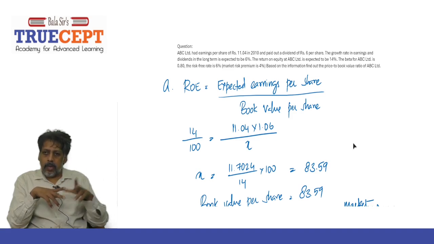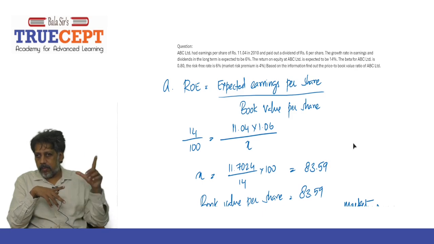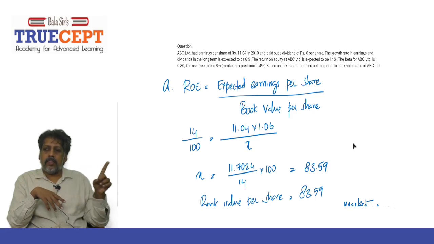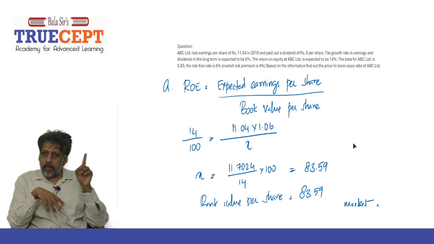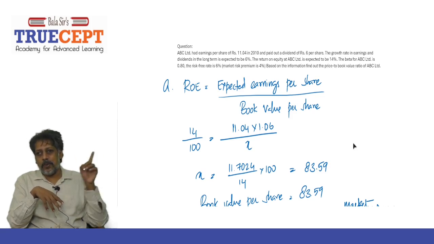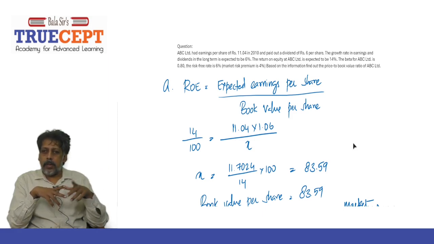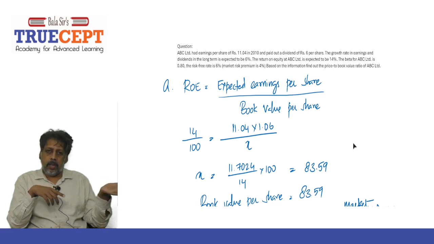The minute they give the beta, you should know you're going to use a CAPM formula somewhere. Next. The risk-free rate is 6% and the market risk premium is 4%. And remember, in this case, the risk-free rate is also 6%, same as the growth rate. Don't get confused. The MRP, the market risk premium, is RM minus RF, which is 4%. Next. Based on the information, find out the price to book value ratio of ABC Limited. That is the question put to you. So, this can be an MCQ.